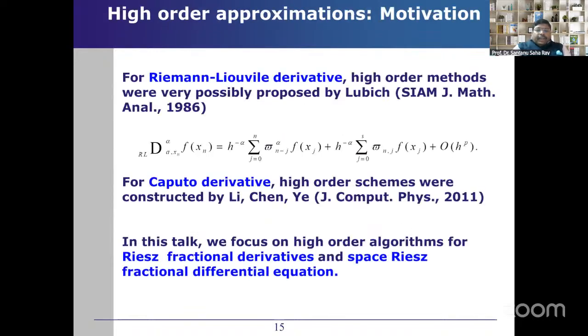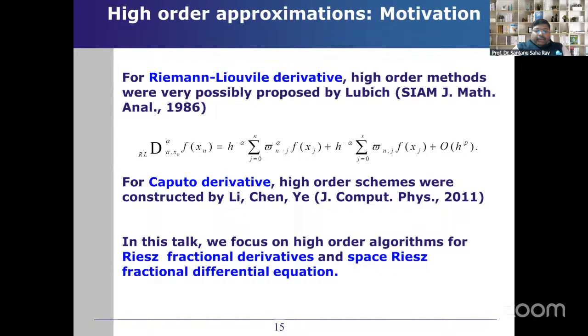Next, in the year 1986, the Riemann-Liouville fractional derivative was approximated by the researcher Lubich, whose paper was published in the SIAM Journal of Mathematical Analysis, and he shows that the Riemann-Liouville fractional derivative can be approximated with higher order of order p. Now, in the year 2011, the notable researchers Li, Chen, and Ye approximated the Caputo derivative with higher order approximation.